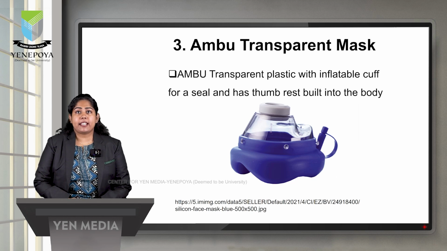Next one is Ambu Transparent Mask. The Ambu is transparent plastic with an inflatable cuff for a seal and it has a thumb rest built into the body.